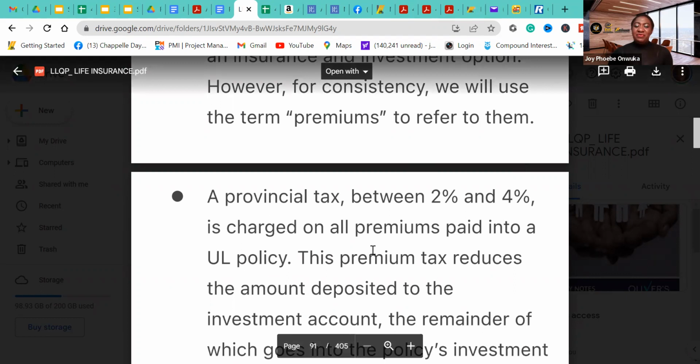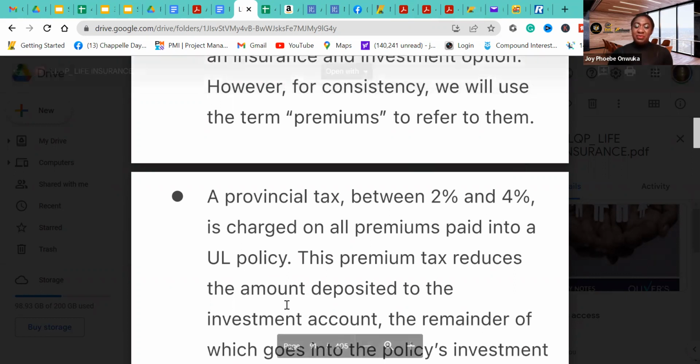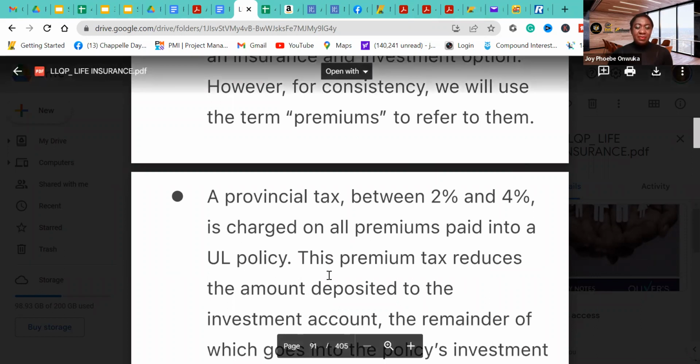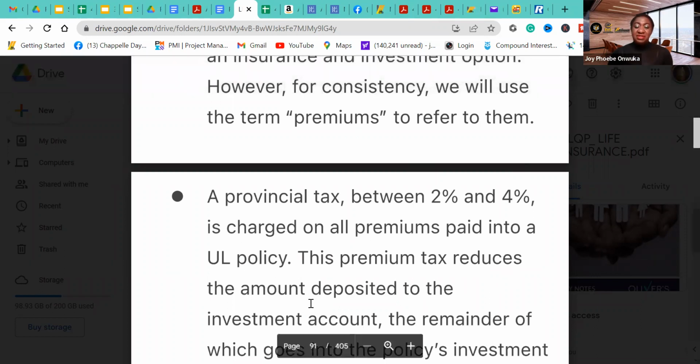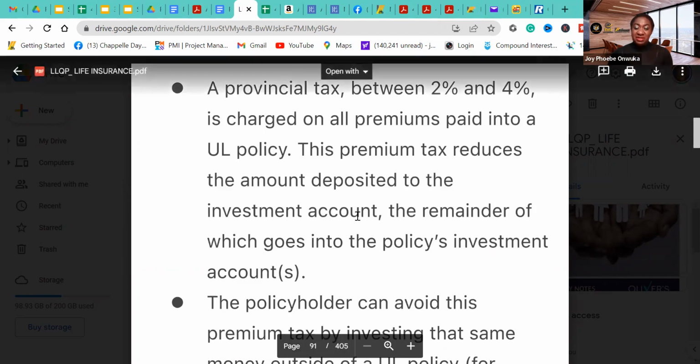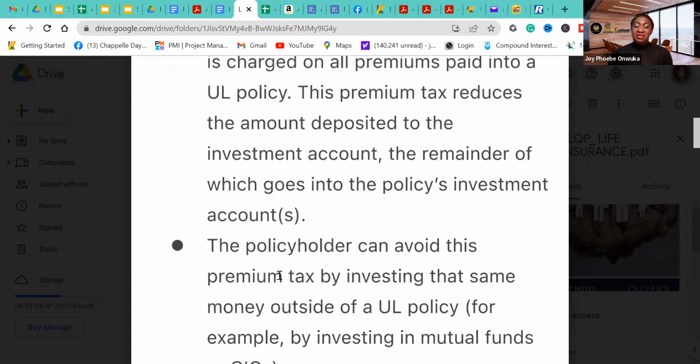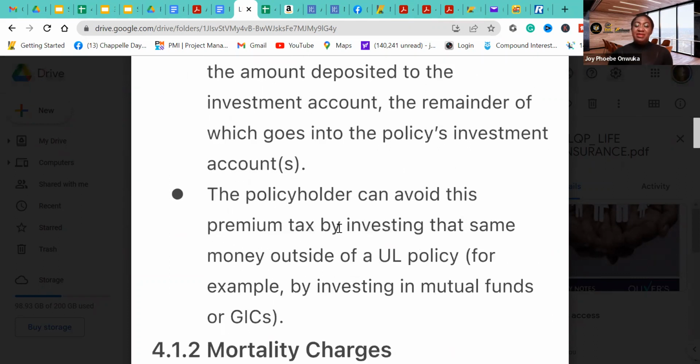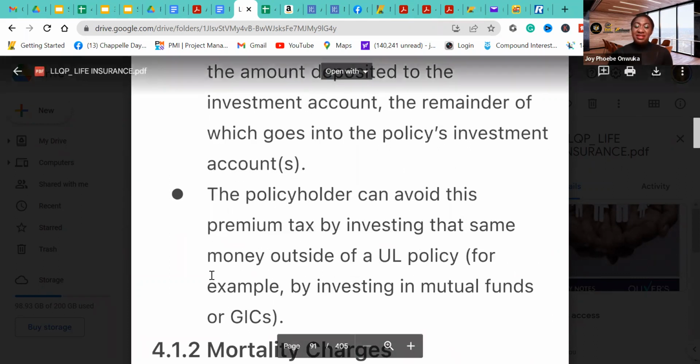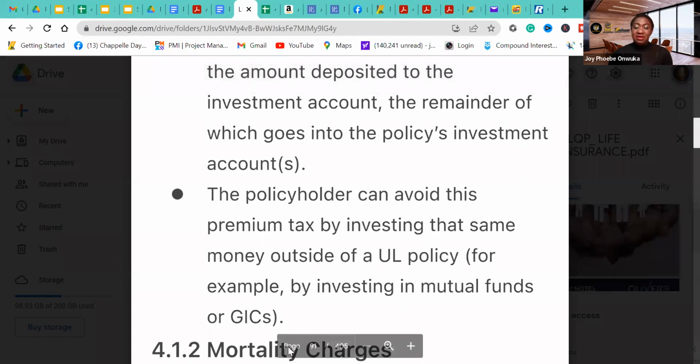Now, a provincial tax between 2% and 4% is charged on all premiums paid into a universal policy. This premium tax reduces the amount of deposits to the investment account, and the remainder goes into the policy's investment account. The policyholder can avoid this premium tax by investing that same money outside of a universal policy, for example, by investing in mutual funds or GICs.